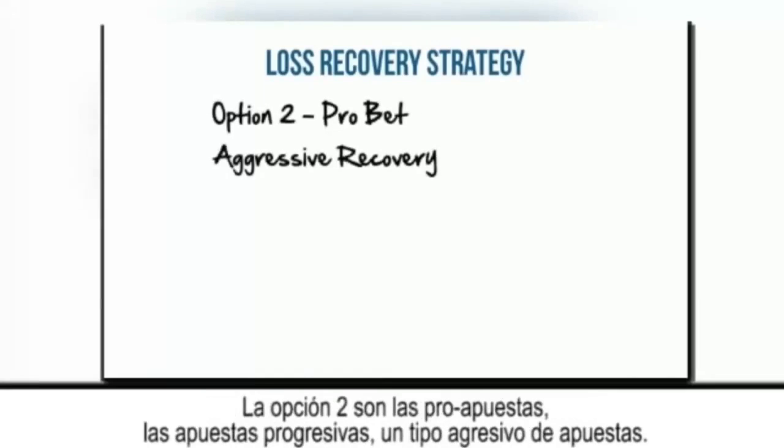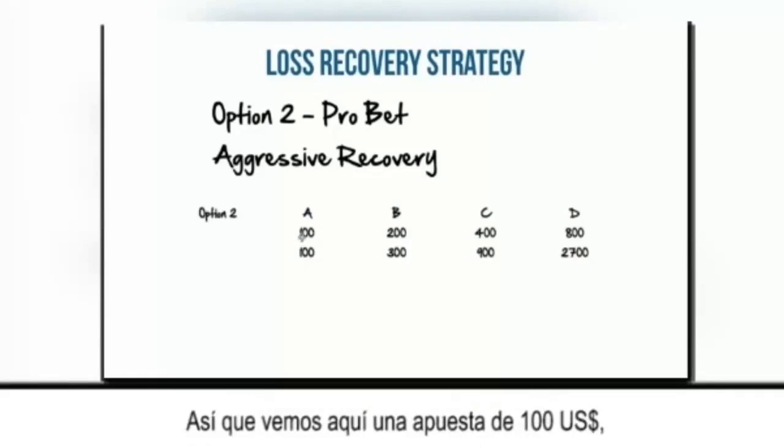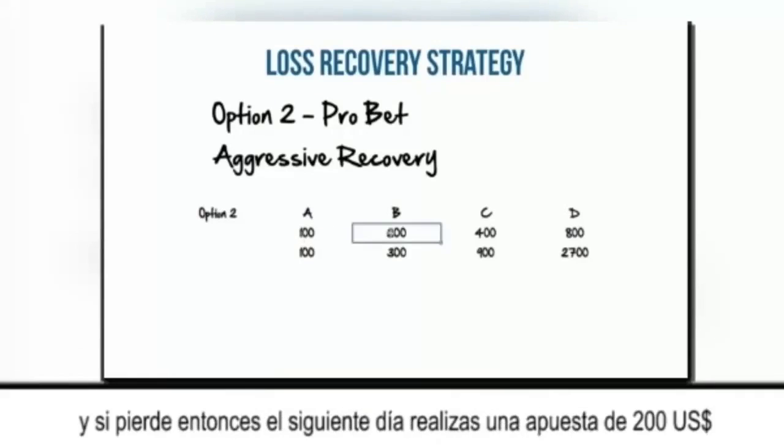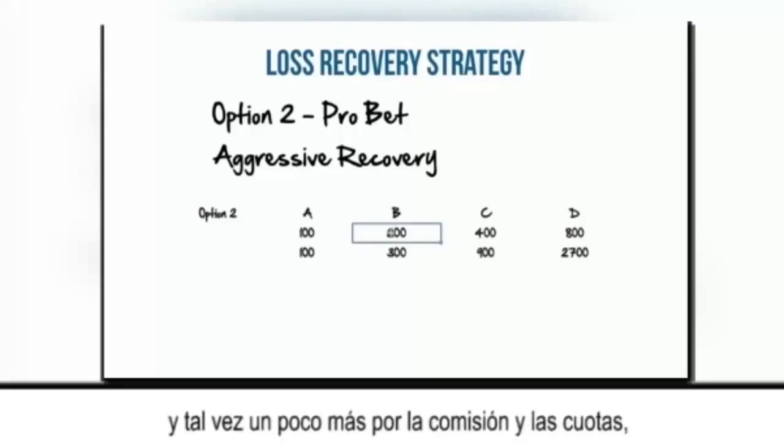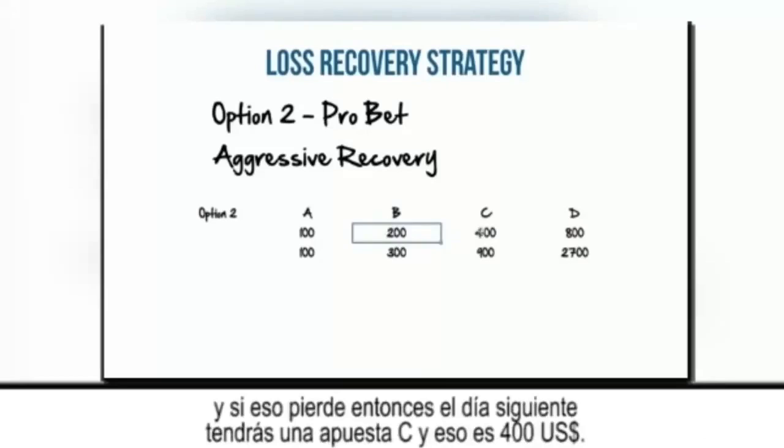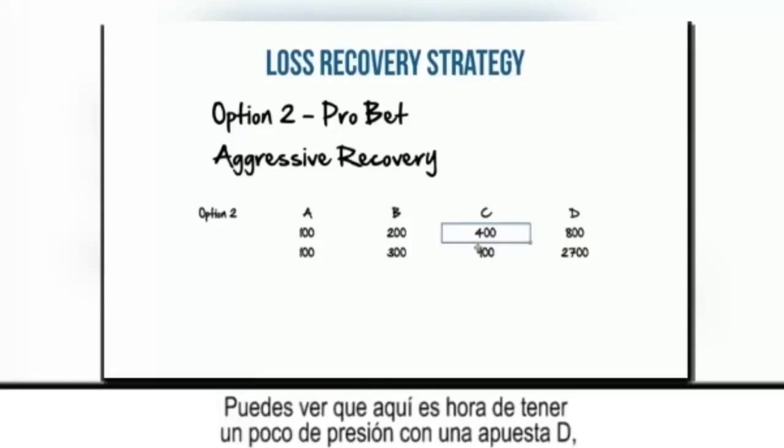Option two is to progressive bet and aggressively progress. So we see here a $100 bet. If it loses, then the next day you do a $200 bet. You might add a little bit more because of the juice and the odds. The next day, if that loses, you go to a C bet, and that's $400. You can see it's starting to get a little bit pressurized here.